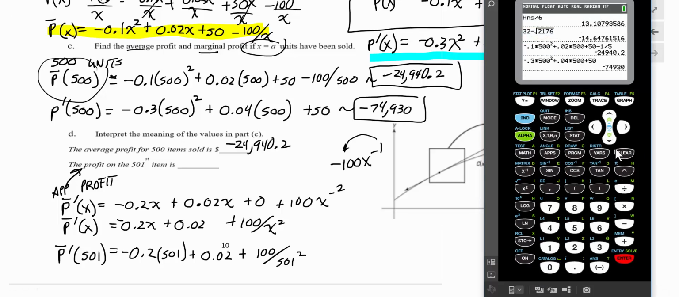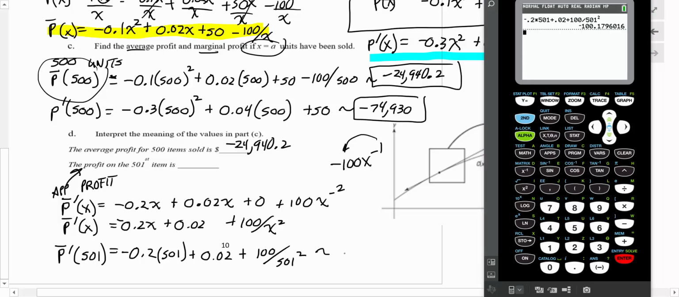So let's see what we get here. Plus 0.02 and then plus 100 divided by 501 squared. That thing's going to go pretty close to 0. And let's see kind of what we get there. So it would be about like that.